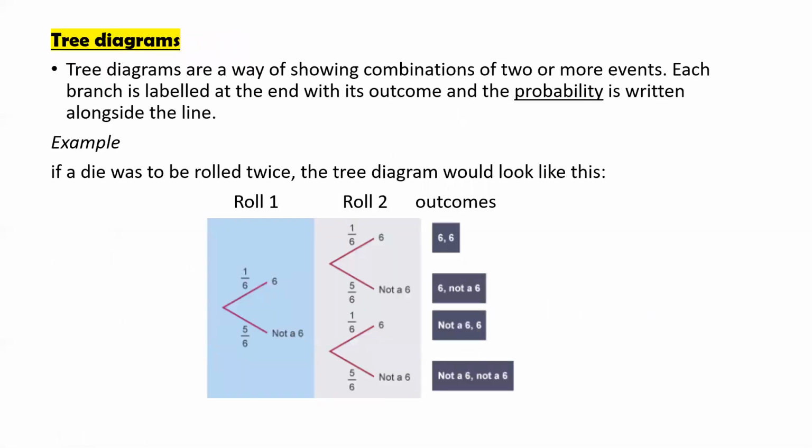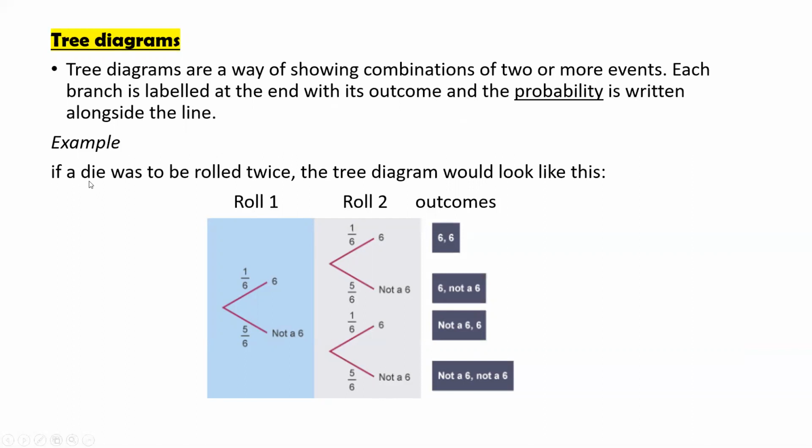Okay, now the next one is called a tree diagram. A tree diagram is a way of showing a combination of two or more events in probability. This is very useful. Each branch is labeled with the outcome, and the probability is written alongside the line. Let's see.